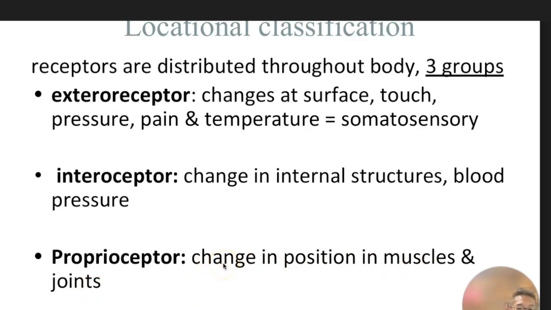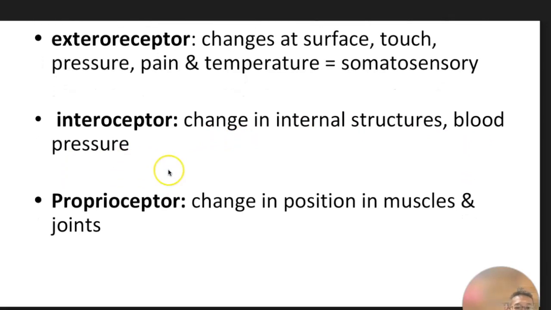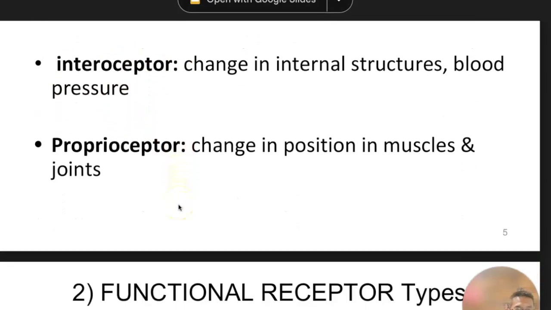This is called proprioception. Again, external is when, for example, you touch your hand, the pressure, okay, that will be sensed in the skin and all that. Internal receptors are like blood pressure changes, or oxygen level, or carbon dioxide level rises. All this is internal receptors.